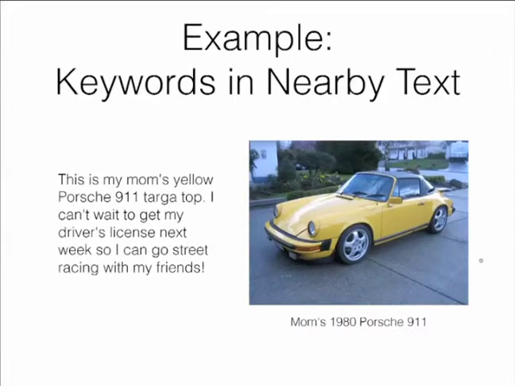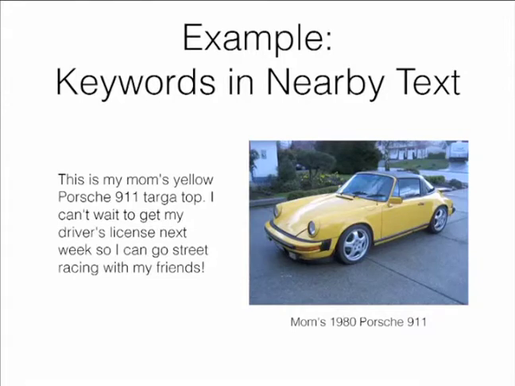So here's an example of how to use keywords in nearby text. In this case, I have two ways I'm doing it. To the left of the image, you'll see actual text that might appear on my website if this were a page on my site. And this is my mom's yellow Porsche 911 Targa top. There's my keyword right there in that sentence close by, and then there's a little bit more text that just fleshes out. And I also have used a caption in this example.